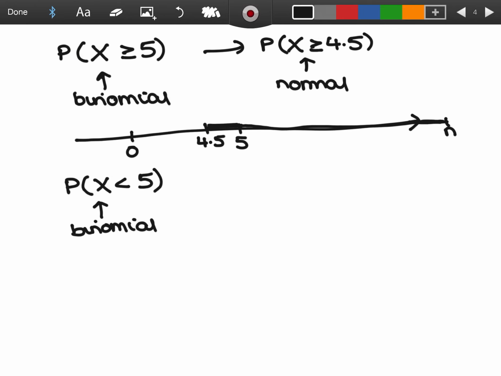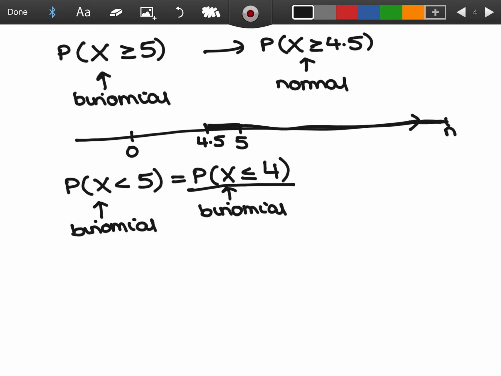Okay. So I want the probability that I have less than 5 successes. Well, if I've got less than 5 successes, that's the same thing as saying that I have less than or equal to 4 successes. If I've got less than 5 successes, the most amount of successes I can have is 4. So I'm still in binomial at this point, okay? I haven't done any continuity correction. I'm now going to work on this, use continuity correction, and get this thing into normal distribution, okay?